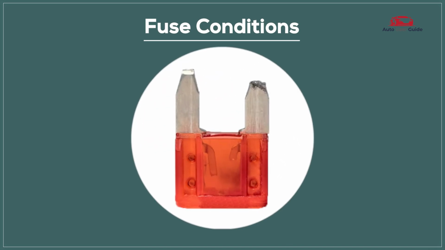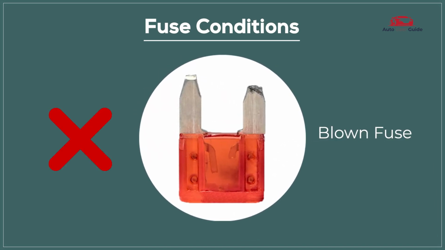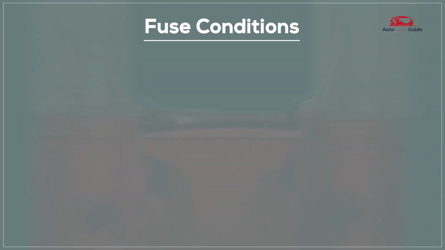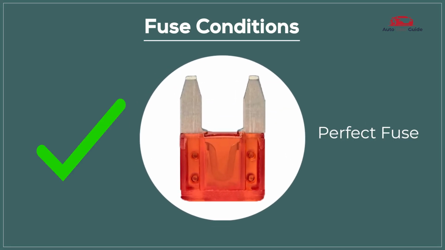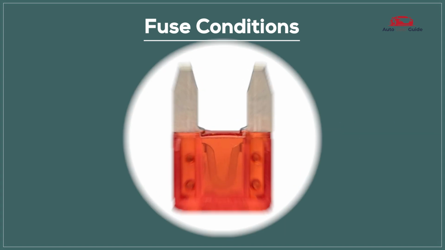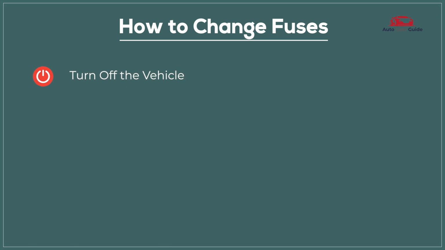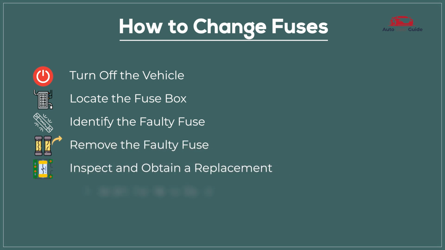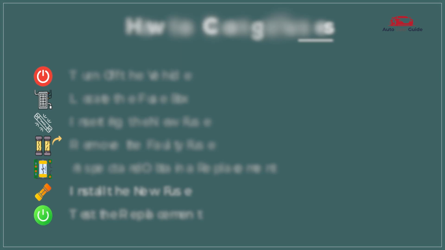Fuse conditions. Blown fuse. A blown fuse means it's no longer functioning and needs replacement, while a perfect fuse is in good working condition and performing as expected. How to change fuses. Turn off the vehicle, locate the fuse box, identify the faulty fuse, remove the faulty fuse, inspect and obtain a replacement, install the new fuse, test the replacement.